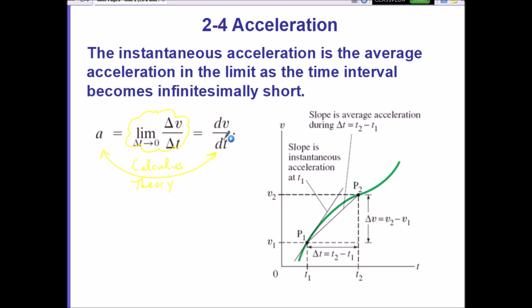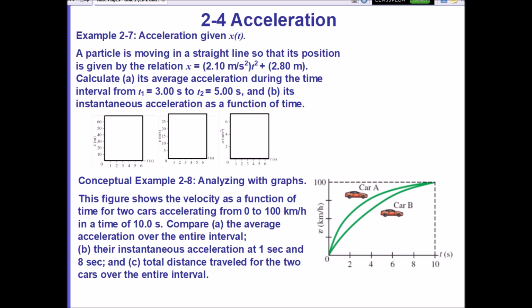Now, let's take a look at this last example. Here we have example 2.7 from your book. I may have modified it slightly. Well, it looks like I have two examples here. A particle is moving in a straight line, so its position is given by the relation x is equal to 2.1 meters per second squared t squared plus 2.80 meters. Calculate its average acceleration during the time interval from 3 to 5 seconds, and its instantaneous acceleration as a function of time.